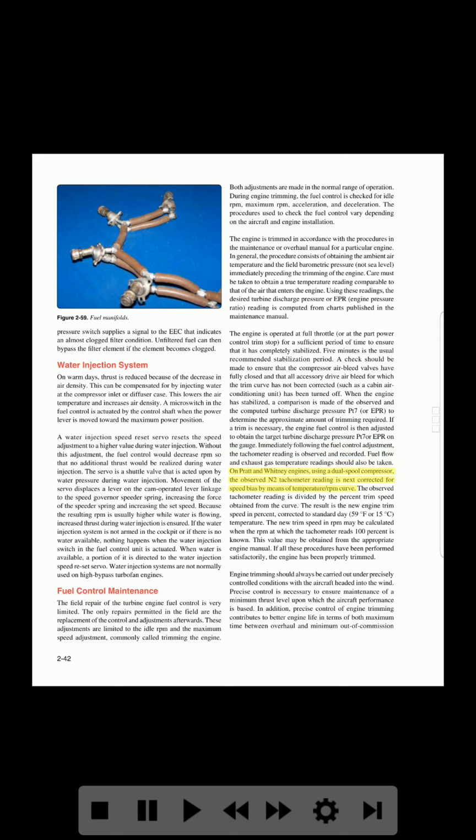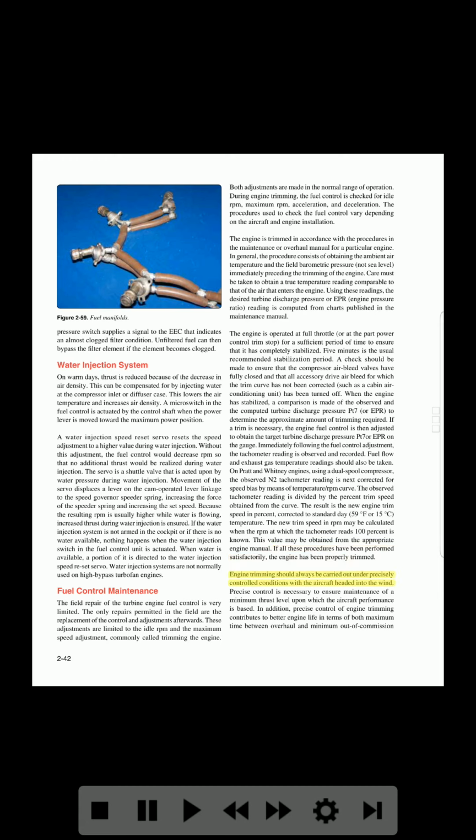On Pratt & Whitney engines, using a dual spool compressor, the observed N2 tachometer reading is next corrected for speed bias by means of a temperature/RPM curve. The observed tachometer reading is divided by the percent trim speed obtained from the curve. The result is the new engine trim speed in percent, corrected to standard day, 59 degrees Fahrenheit or 15 degrees Celsius, temperature. The new trim speed in RPM may be calculated when the RPM at which the tachometer reads 100% is known. This value may be obtained from the appropriate engine manual. If all these procedures have been performed satisfactorily, the engine has been properly trimmed.